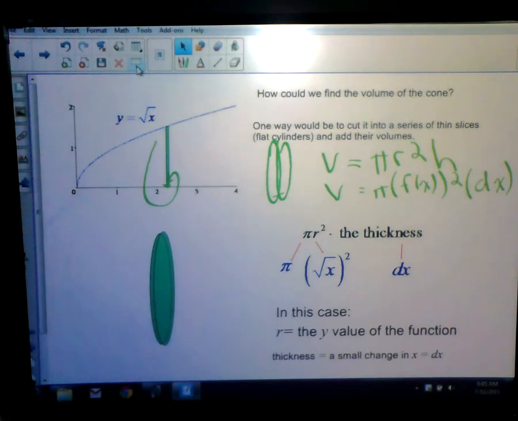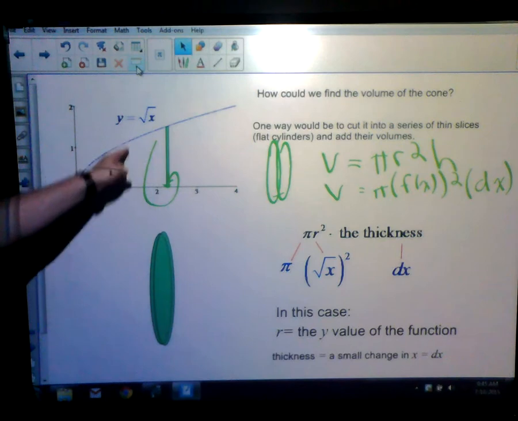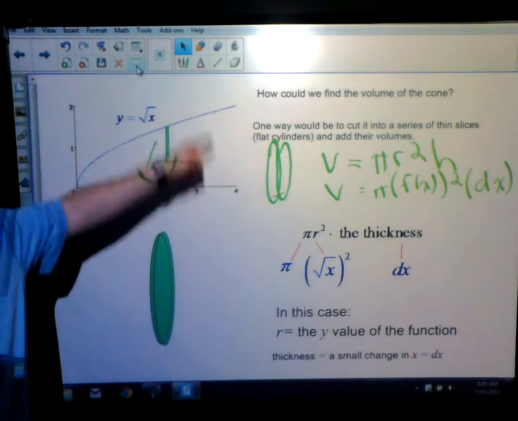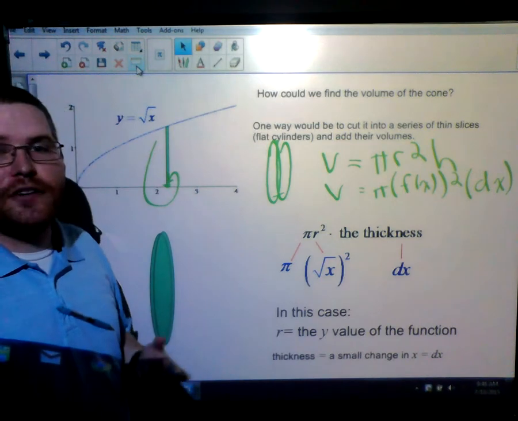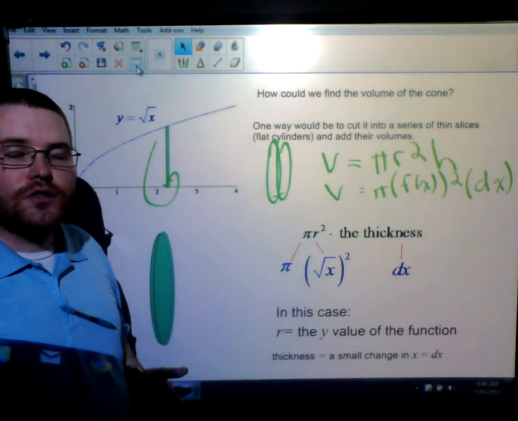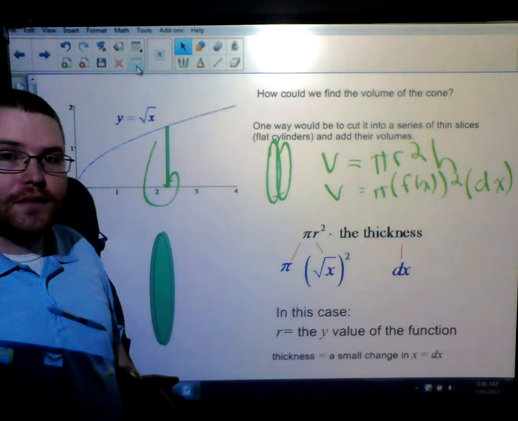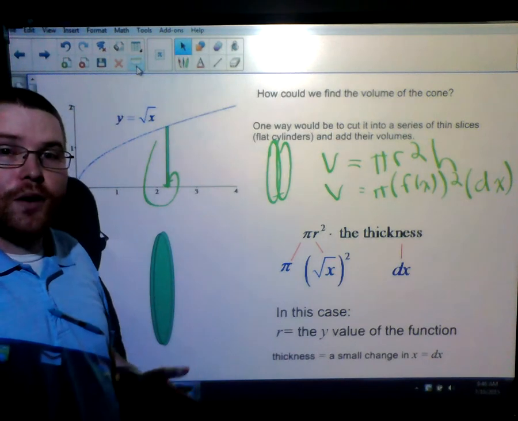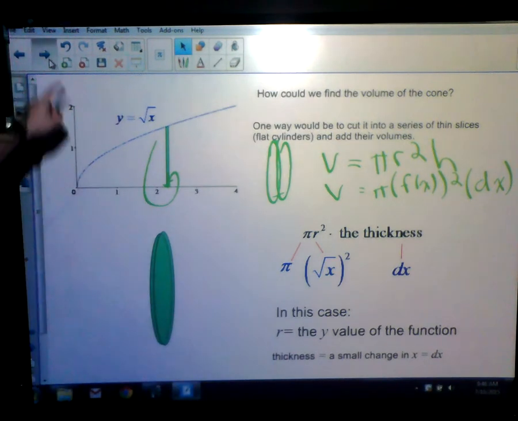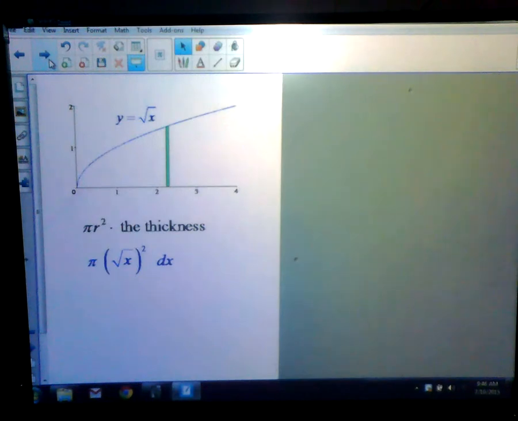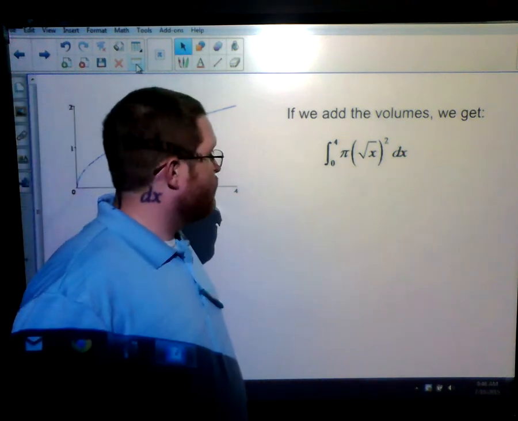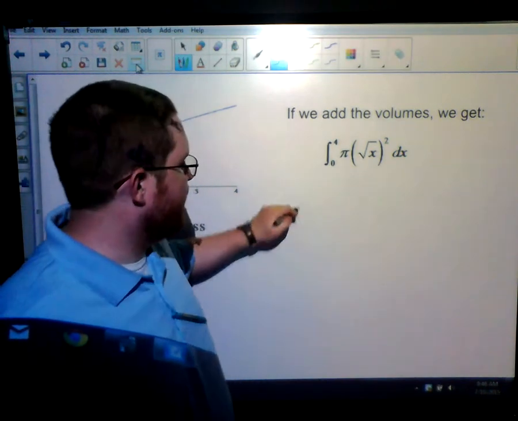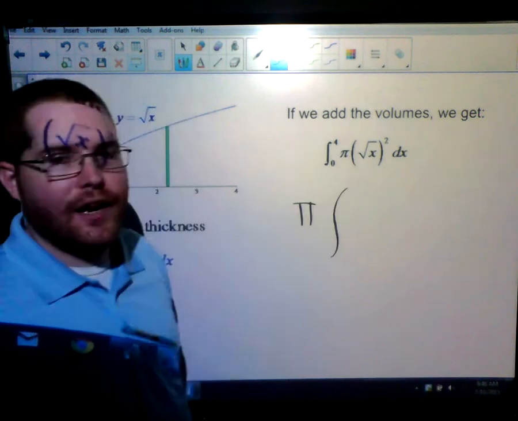So how do I put them all together? Because I need a disc here, and here, and here, and here. And I want them to be infinitely small, which means I need an infinite number of them. What do I use in calculus to find the sum of an infinite number of infinitely small areas or volumes? I use an integral. So, let's talk about this. And I actually like to write it like this, with the pi on the outside, because pi is just a number.